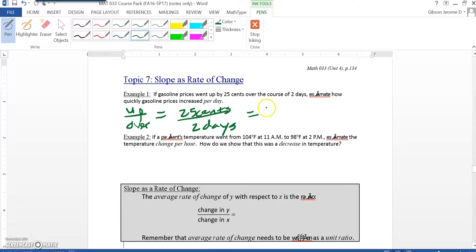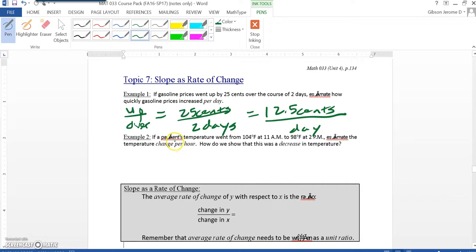Now, when we divide this out, this would be 12.5 cents per day. And that is the increase. Now, you don't have to put the 1 day here. You could just leave it as day, but it's per 1 day.